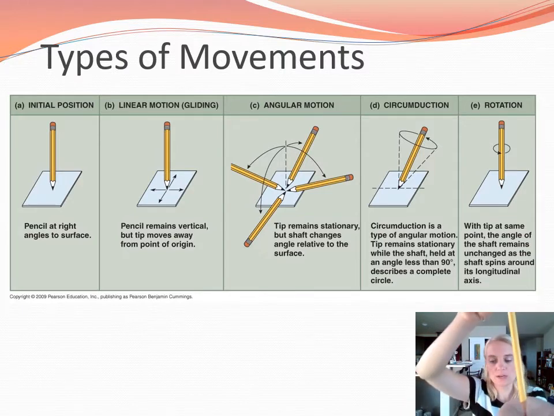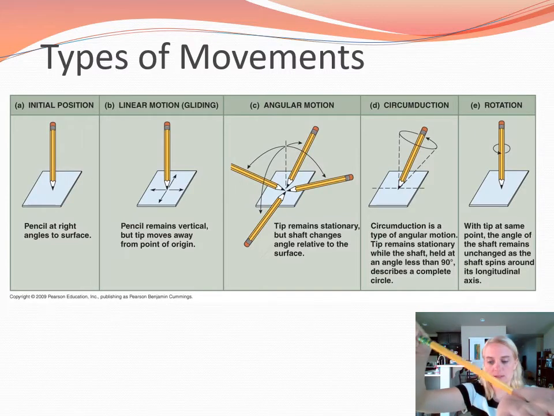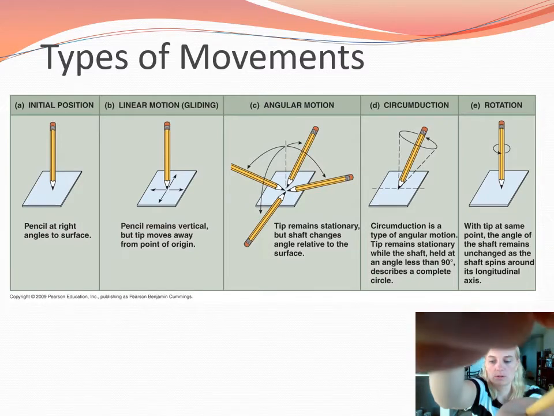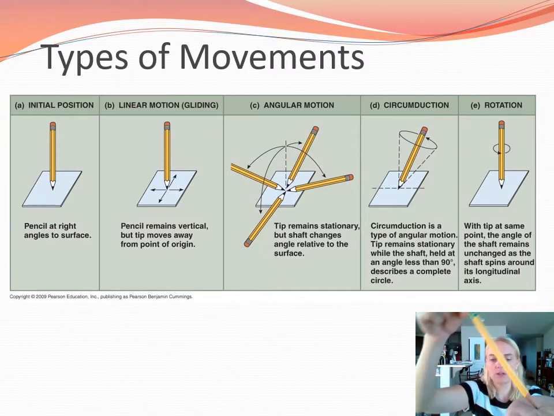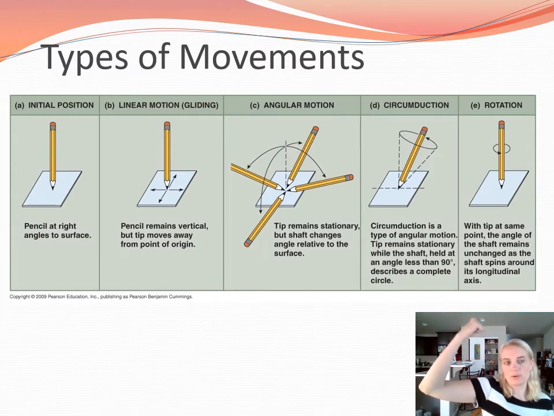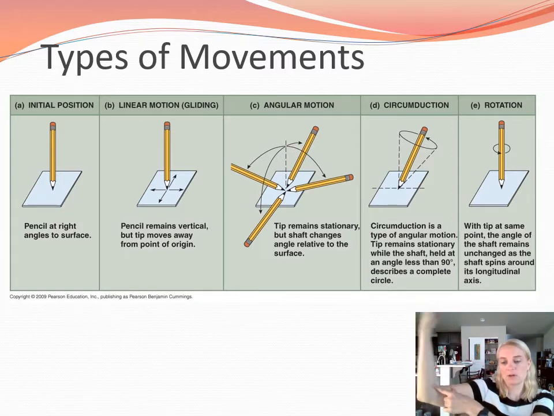If we go back to our initial position, angular is you're going to make an angle between this surface and this structure, the pencil. So angular movement would be like this. So I'm decreasing the angle towards you and away from you. So I'm decreasing the angle between these two structures. So that would be like the elbow is a really good example of angular movement. So here's one. So I'm decreasing the angle here, I'm increasing the angle here. That is angular motion.